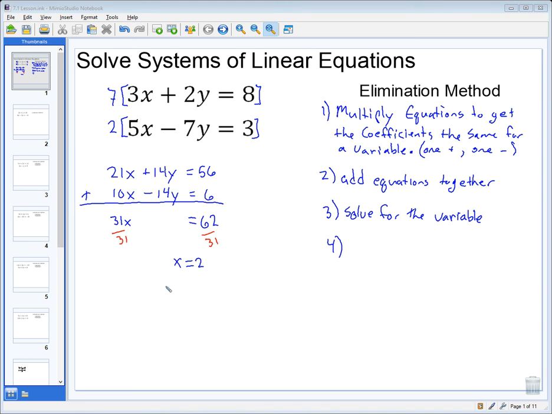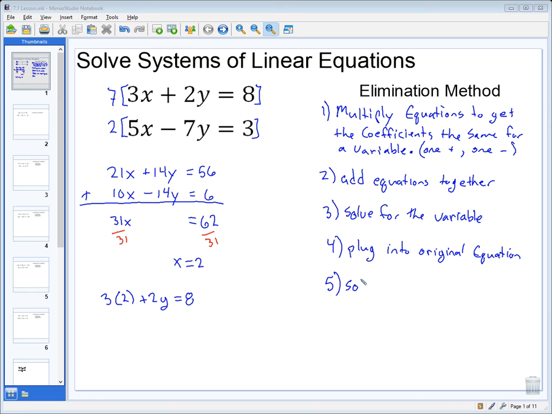Now that I know what x is, I want to plug it back into the original equation. So this 2, I'm going to plug in for the x. It doesn't matter which equation you choose. I'm just going to pick the top one. So it's 3 times 2 plus 2y equals 8.